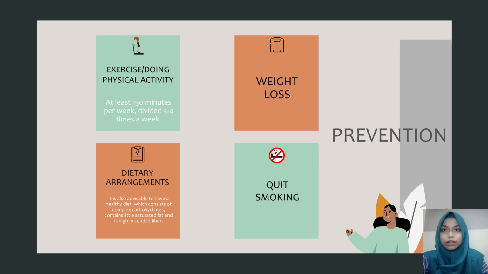The third prevention is dietary arrangement. It is also advisable to have a healthy diet, which consists of complex carbohydrates, contains little saturated fat, and is high in soluble fiber. Calorie intake is aimed at achieving ideal body weight.